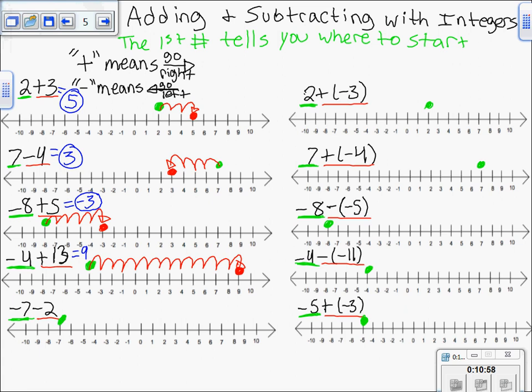And the one right below it, we start at -7. It says minus 2. Well, minus, we learned up here, means go left. So from -7, if you minus and you go left, you're actually going deeper into the negatives. You know that because you're starting in the negatives. Minus means go left, so you're going further into the negatives. So let's go deeper into the negatives. 1, 2. Look where you end up. You end up at -9.